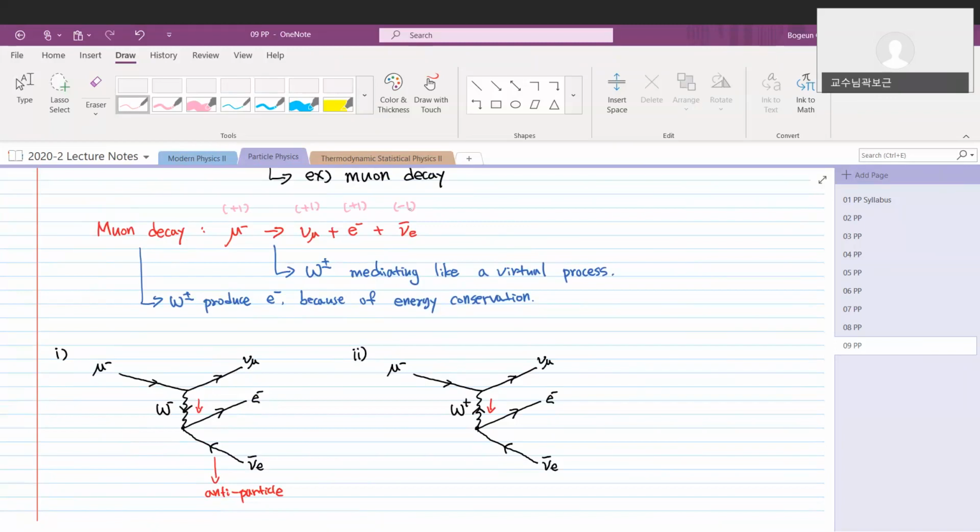Okay, we finish today here, and we will study the parity violation in muon decay and the alignment of momentum. Okay, stop here.